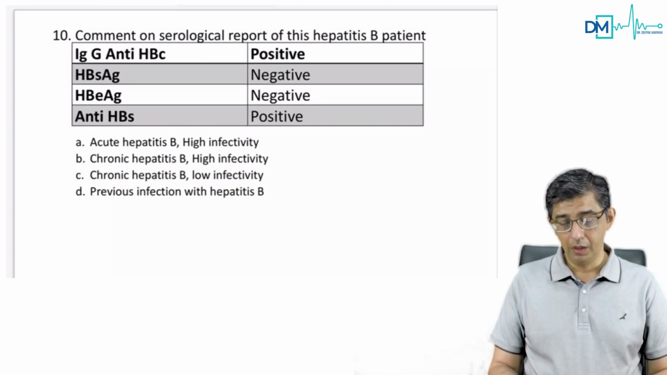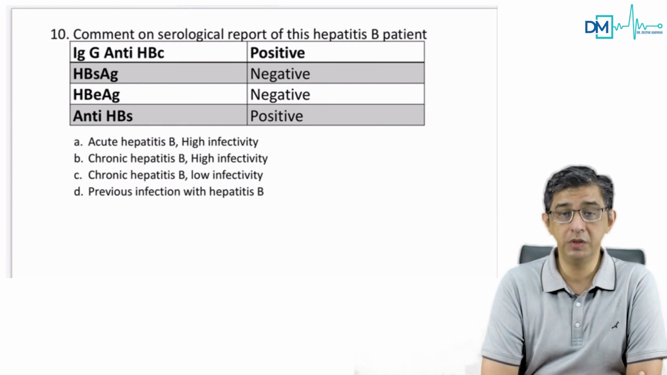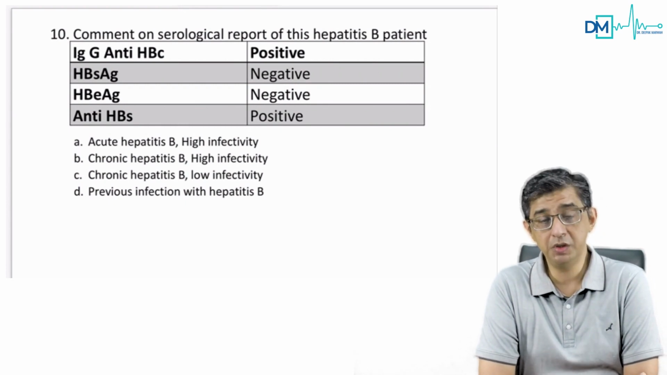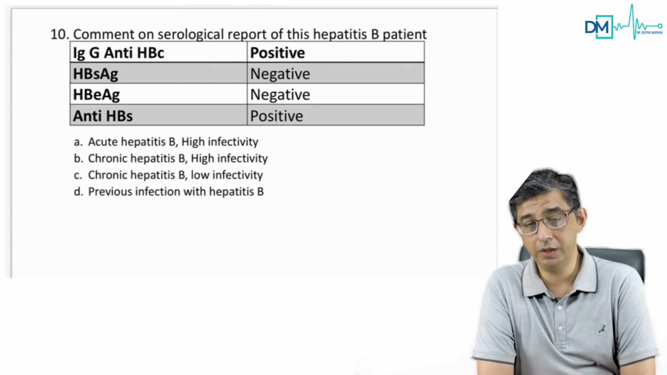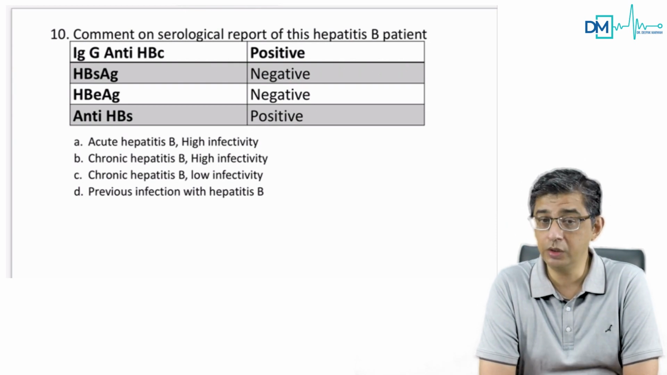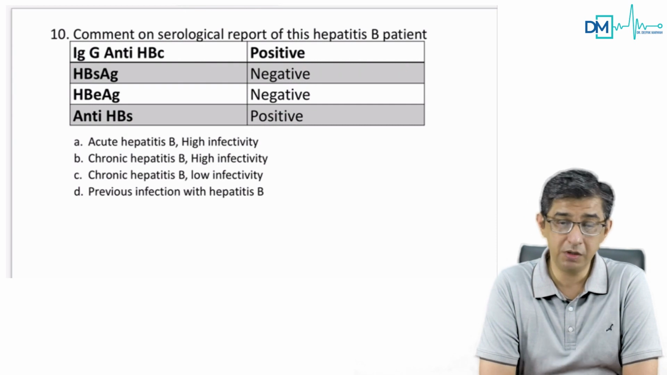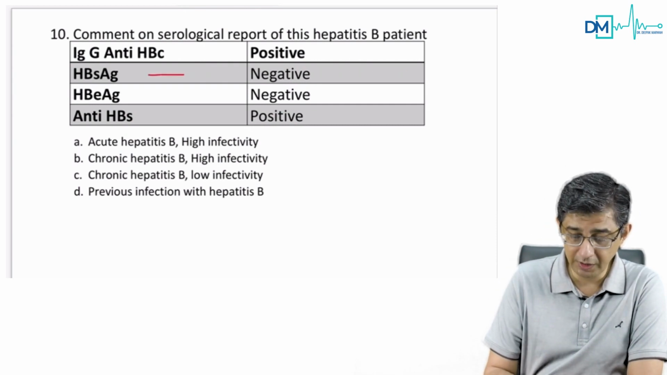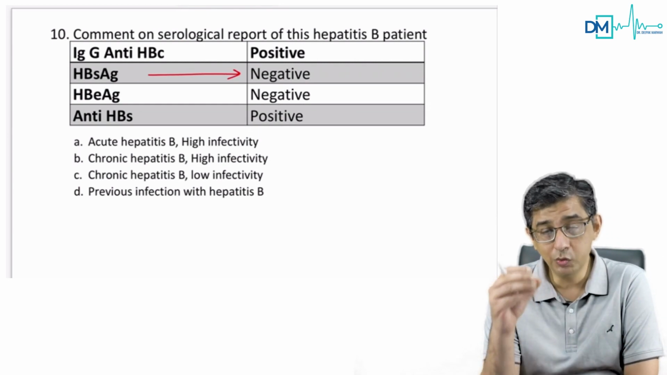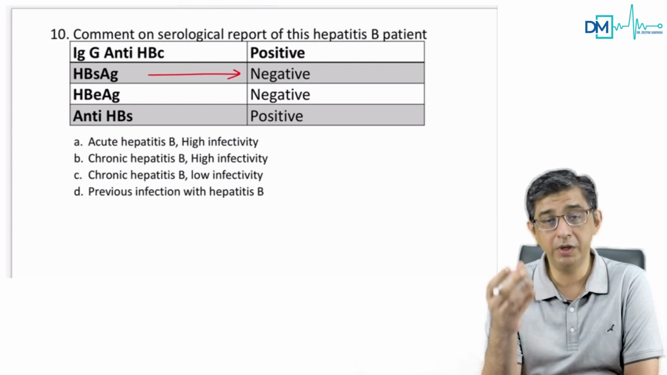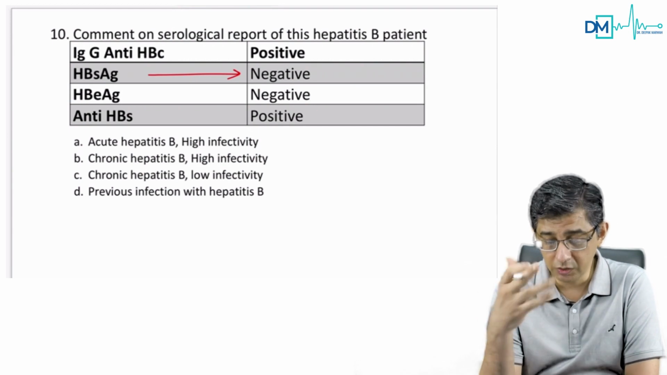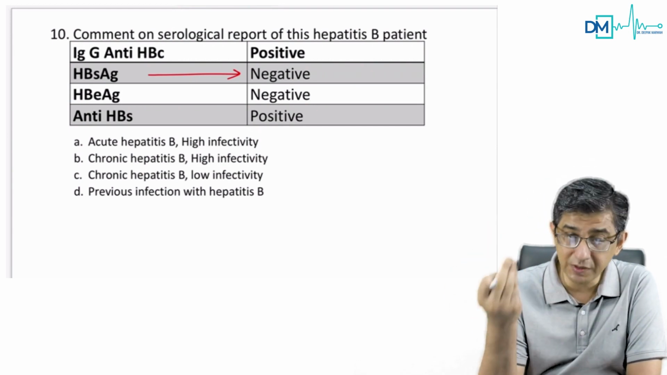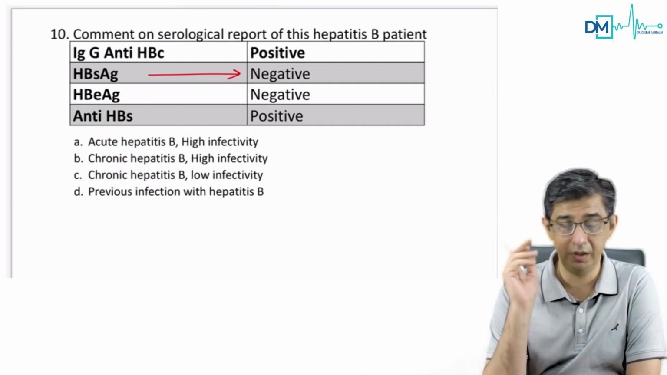Moving on. Comment on the serological report of this hepatitis B positive patient. You see, the problem is that most of us know how to diagnose acute hepatitis and chronic hepatitis B, and in acute and chronic hepatitis B surface antigen is positive. The key in this question was that hepatitis B surface antigen is negative now, because in both acute and chronic hepatitis B, surface antigen is always positive. So you can easily rule out the options, guys. I'll repeat that again. Surface antigen positivity is found in acute hepatitis B.